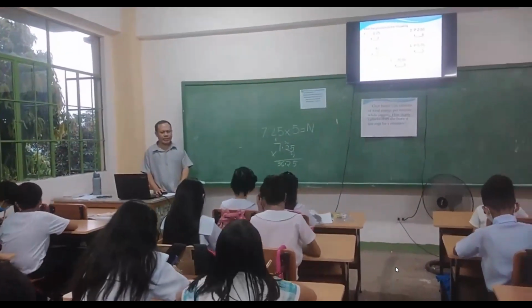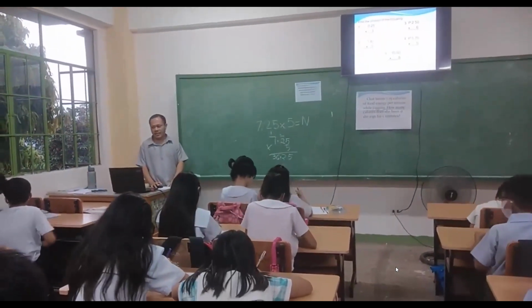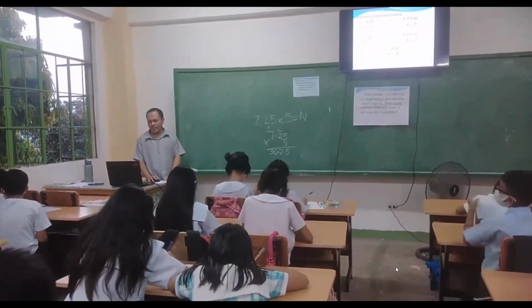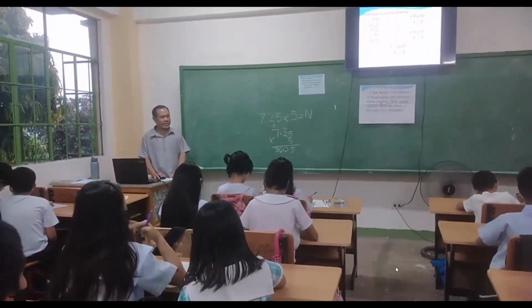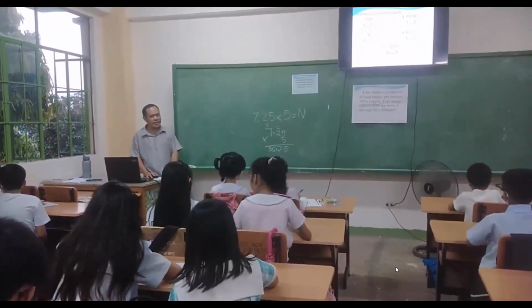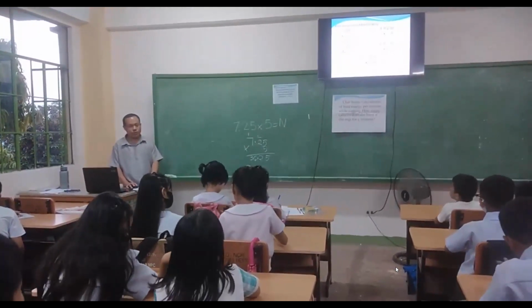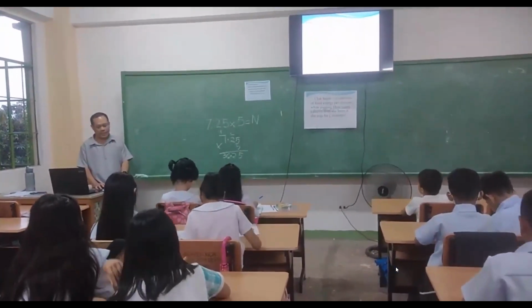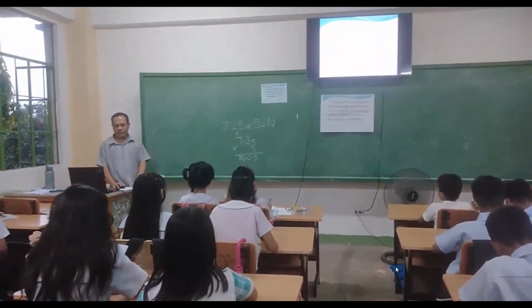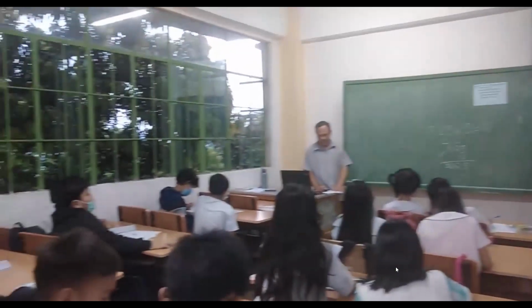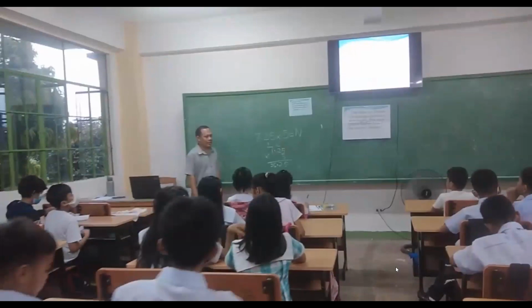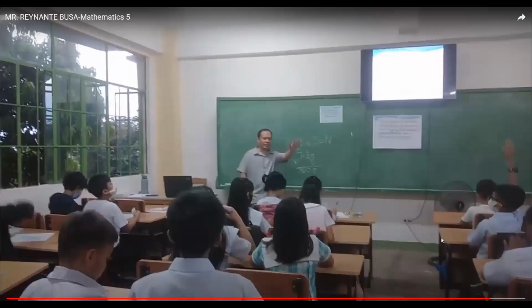Change your paper. Change na. For number 1, 0.25 times 3. Next, number 2, what is the answer? Number 3. Okay, number 4. Number 5. Perfect. Raise your hands. Okay, 4.